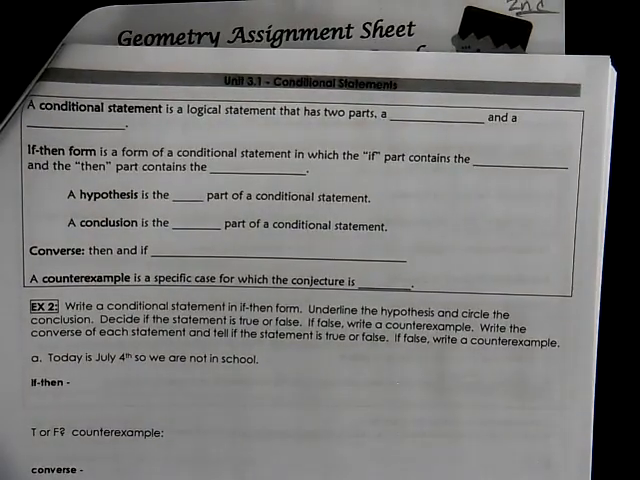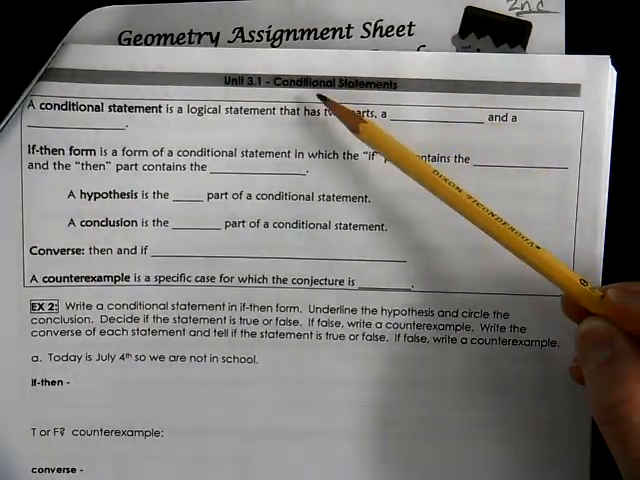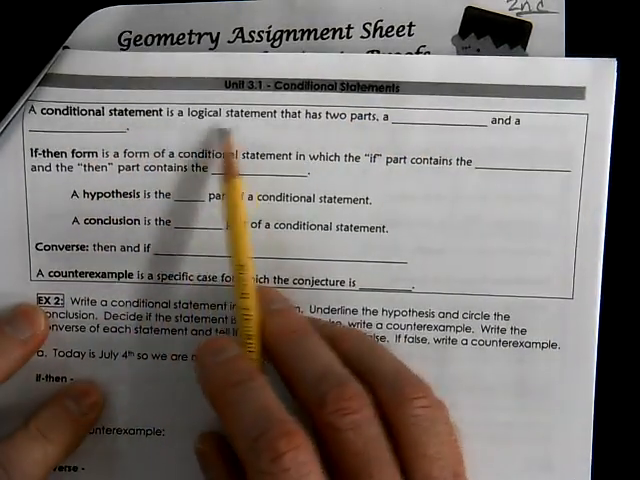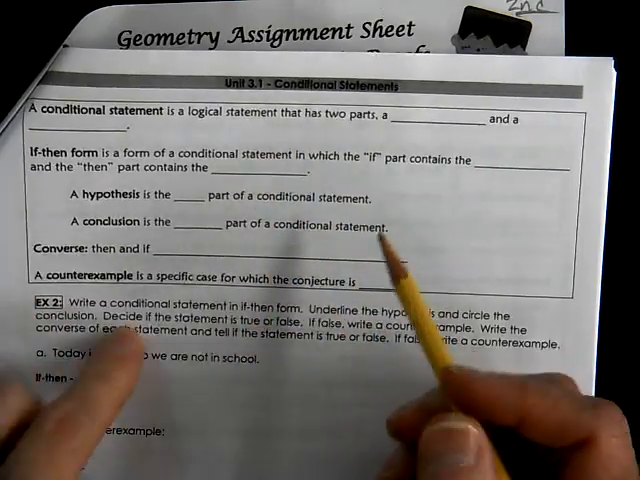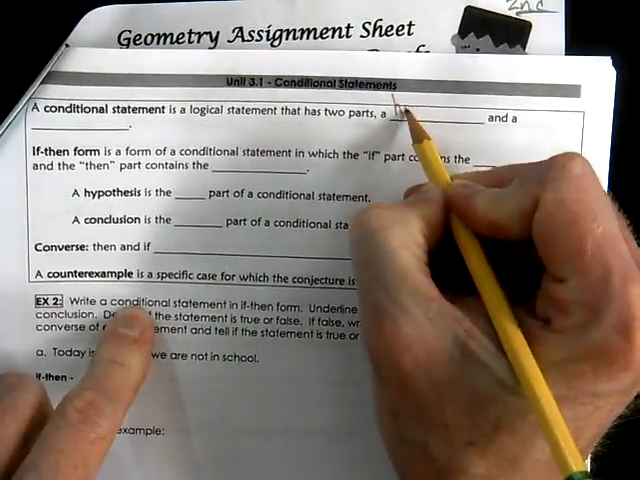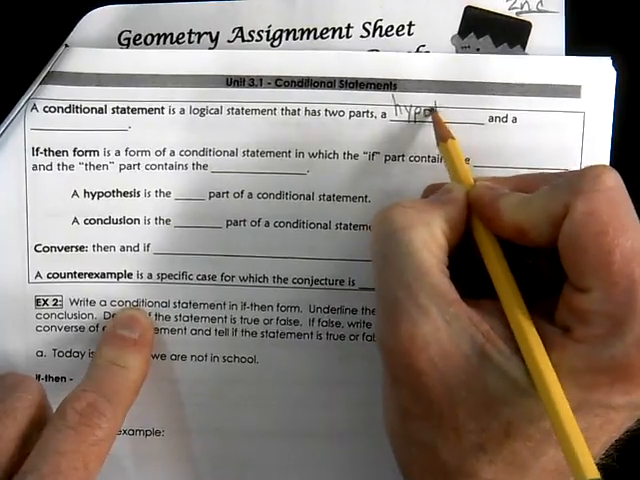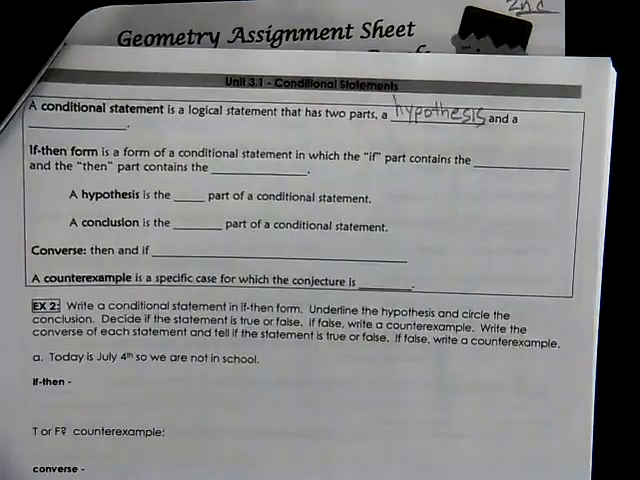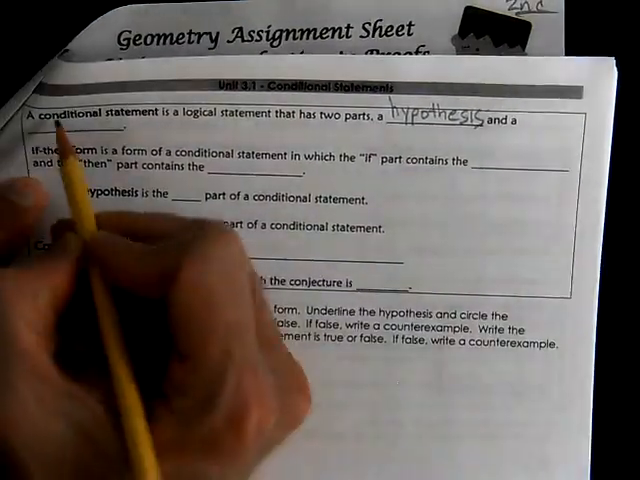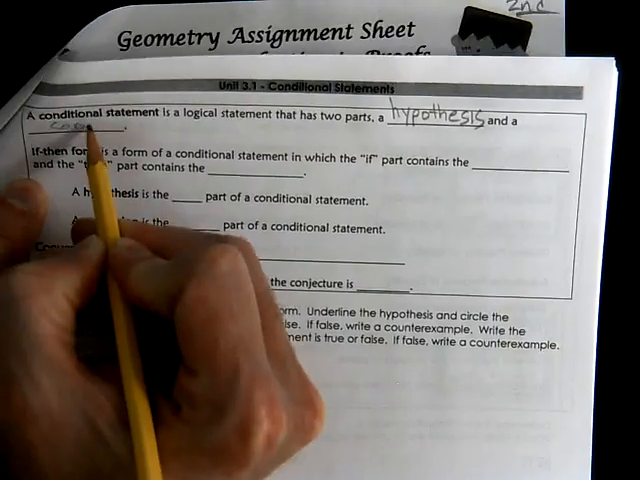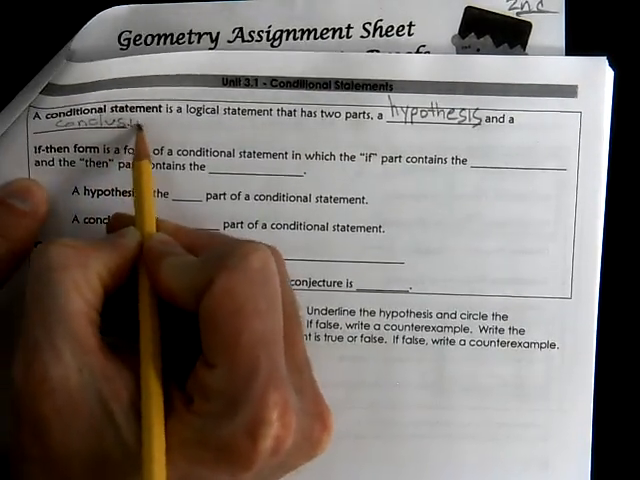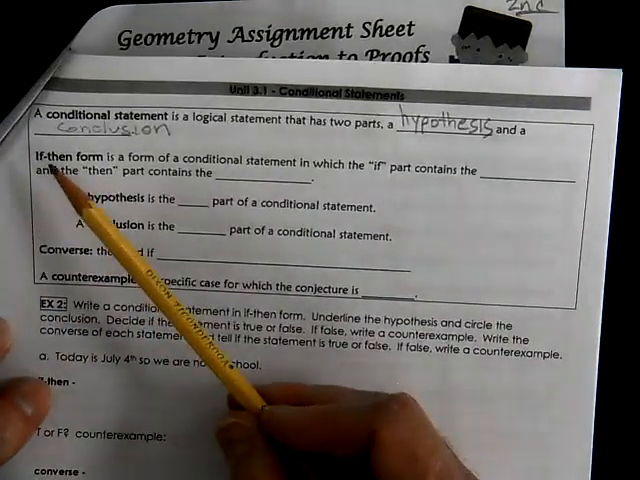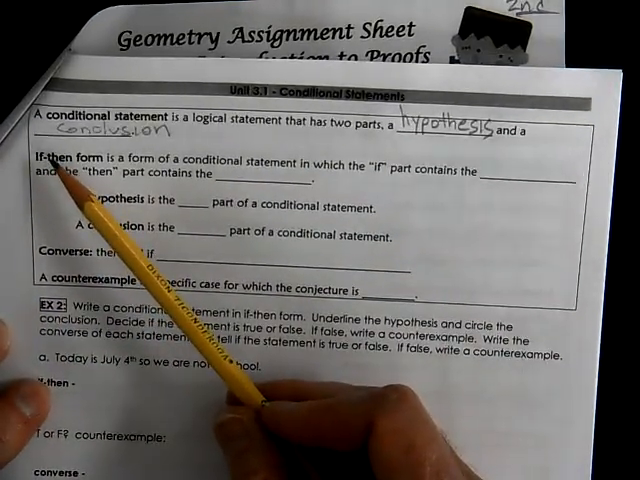This is Geometry, Unit 3.1. We'll talk about conditional statements. A conditional statement is a logical statement that has two parts: a hypothesis and a conclusion. We often write an if-then form.